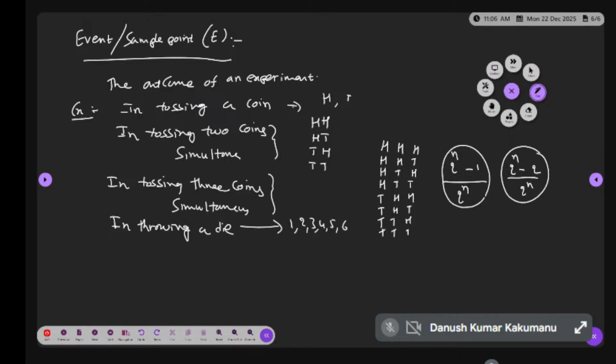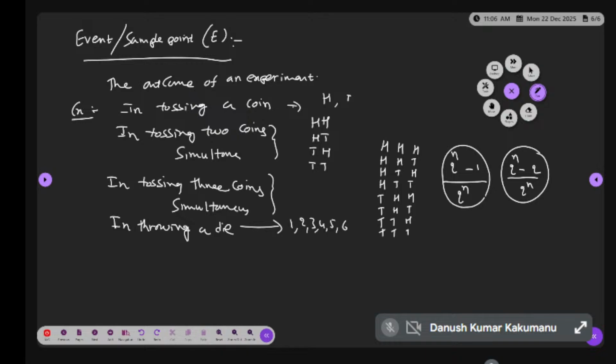1, 2, 3, 4, 5, 6. If I ask you what is the probability of the even number? 3 by 6, 1 by 2. Probability of the odd number? 3 by 6, 1 by 2. You are understanding? Probability of the even.